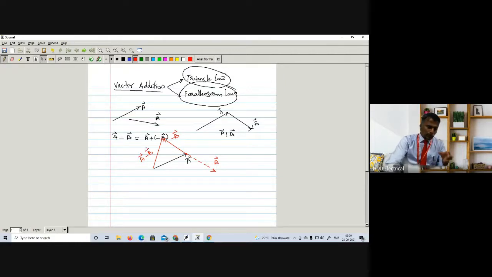Another thing, you cannot add different quantities of vectors. For example, velocity and force you cannot add. Both are vectors, but they have different units, right? You cannot add them. Similarly, you cannot subtract also. If you want to add, you can add two or more force vectors. And if you want to subtract, you can subtract only two velocity vectors, or two displacement vectors, or two force vectors. Okay, so these are the main things you should know in vector addition and vector subtraction.